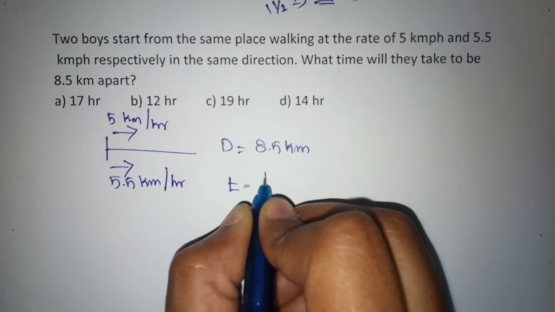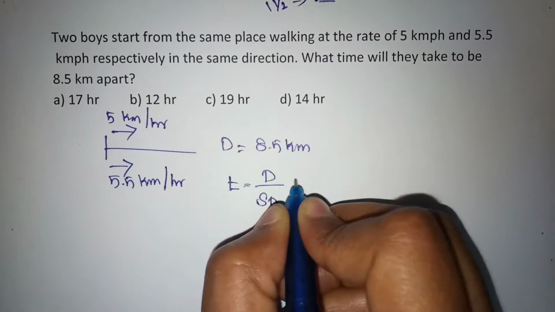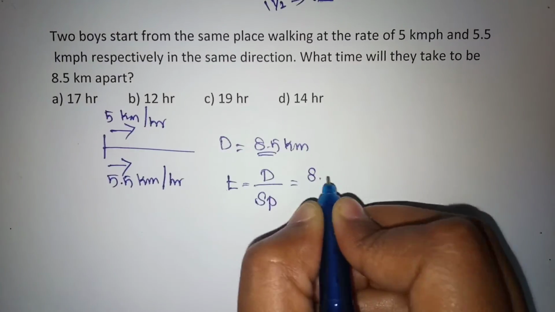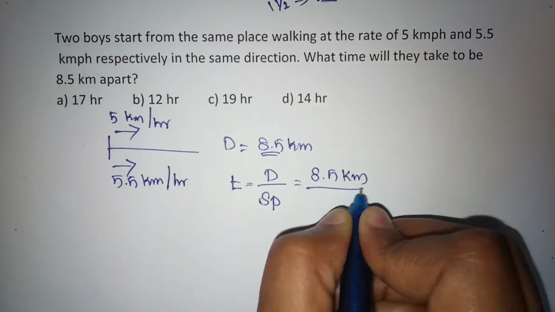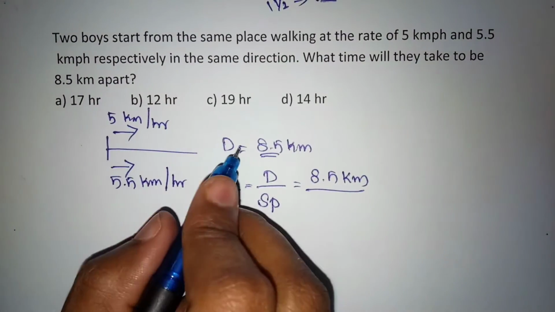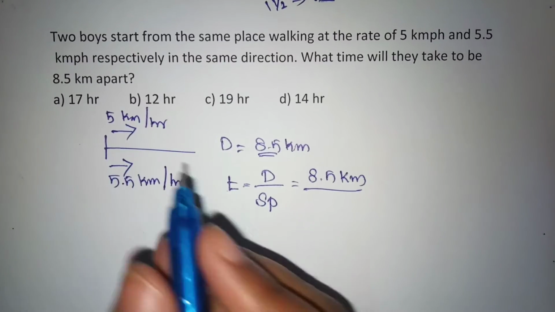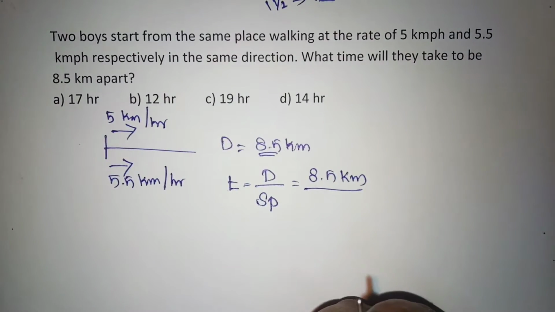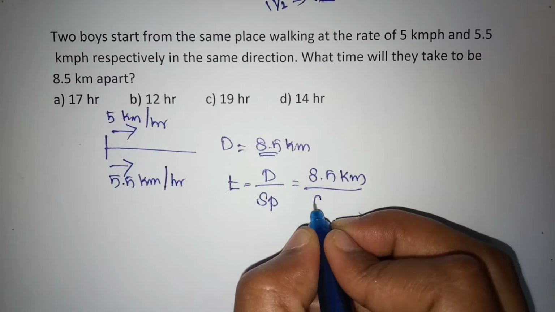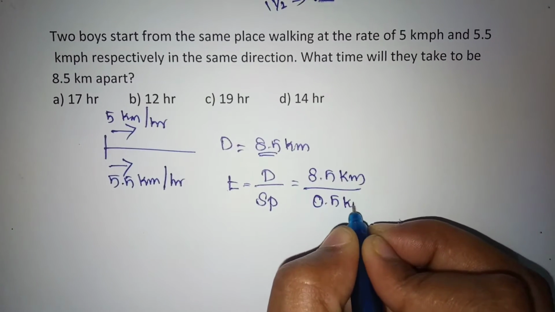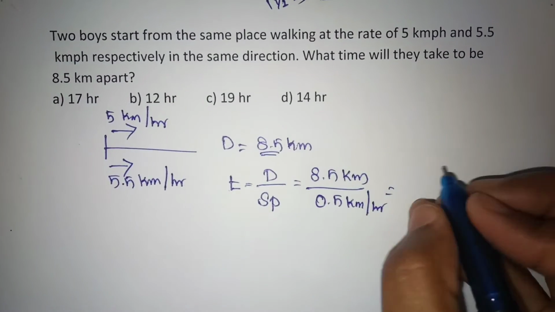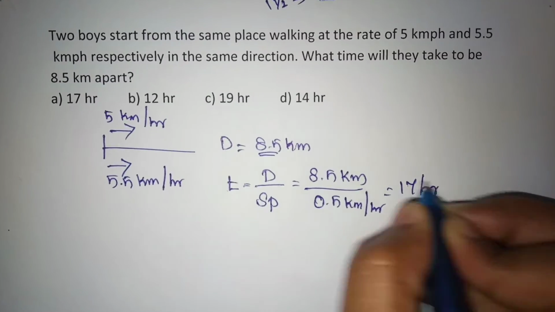The formula for finding time will be distance divided by speed. So the distance traveled should be 8.5 km. For relative speed here, both were moving in the same direction, so the difference in speed will be their relative speed, which we have already discussed in video number 2. The difference will be 0.5 km per hour. So the answer will be 17 hours.